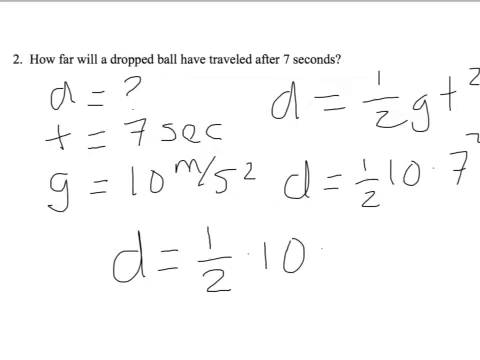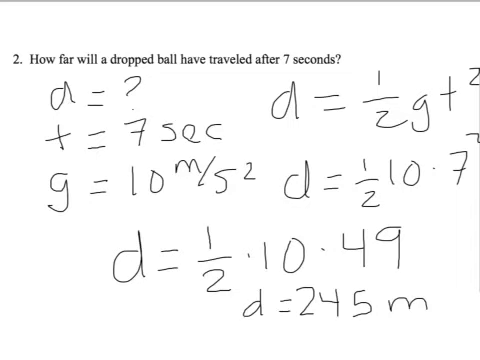Okay, thank you. So that means that this is d equals 1/2 times 10 times 49. And so we can simplify this by going 49 times 10, which is 490, and half of that is 245. So the distance equals 245, and the units would be meters.